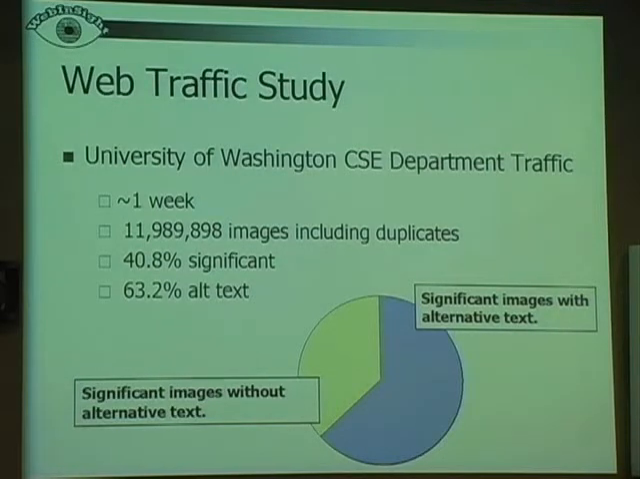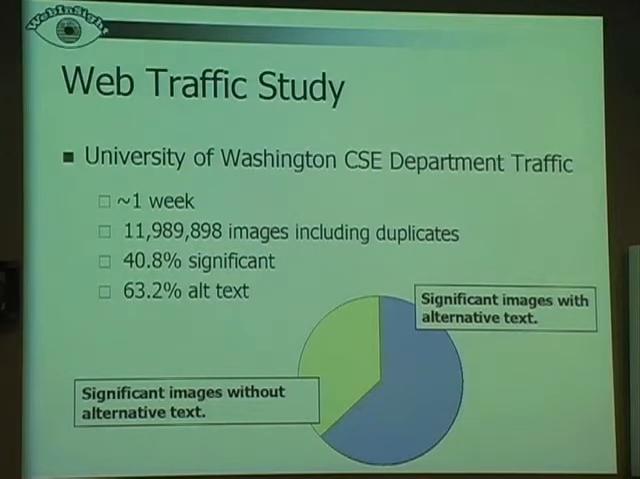We have to be very careful that everything is anonymized and we can't really look at the data. We could measure significance, they let us do that, and things like that. So we looked at 1 week of web pages arriving at our department at the University of Washington, and there were about 12 million images brought to the department. Of that group, 40.8% were significant, and of those, 63.2% had alternative text.